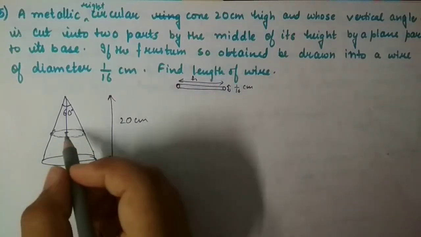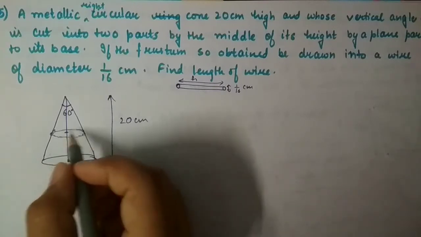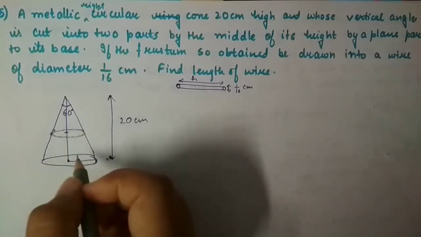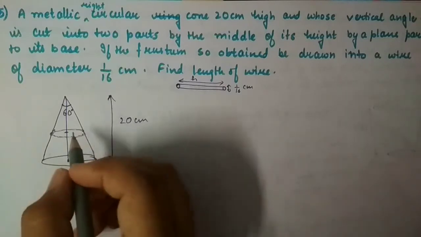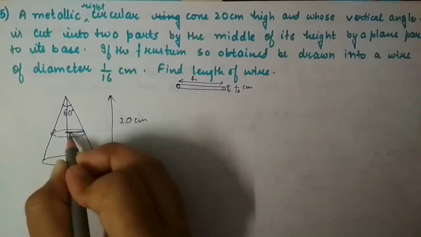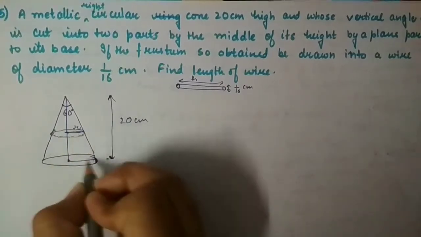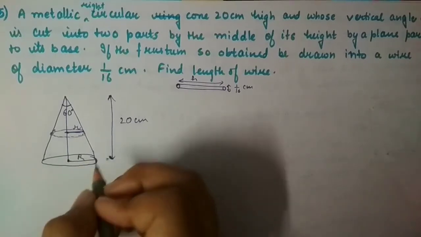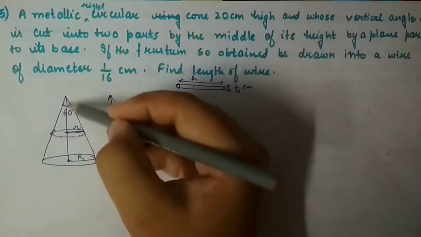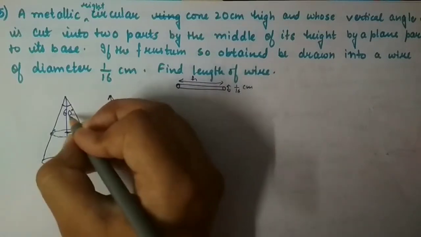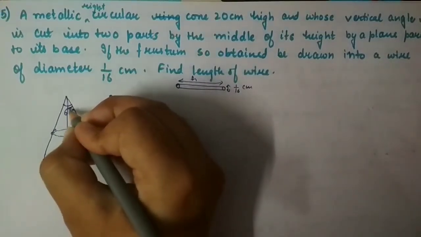So for that we need to know the radius of the upper end and the lower end of the frustum. So first of all we will find the radius. Let this be small r and let this radius be capital R. Now, if this is the vertical angle, then this angle would be 30 degrees.